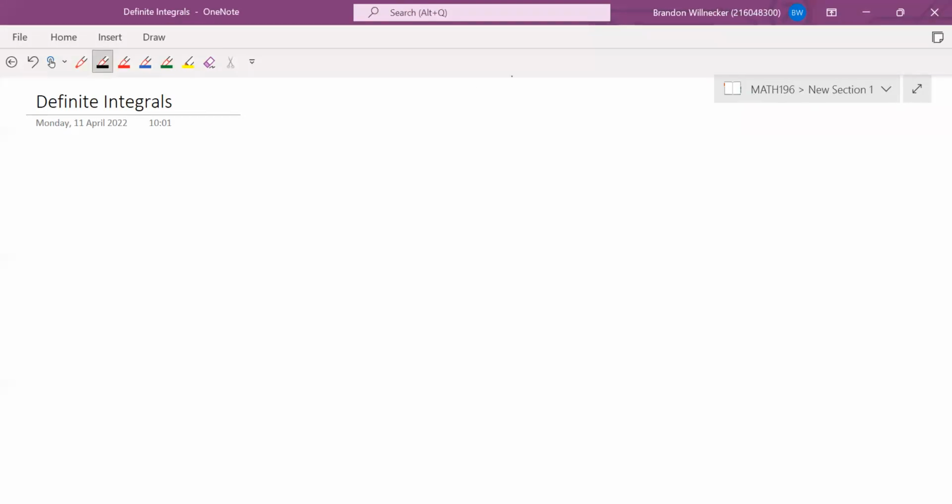Okay, so today we're going to go through the idea of definite integrals, their properties, and how we evaluate them. So firstly, how is the definite integral defined?